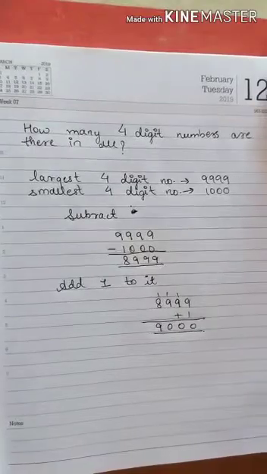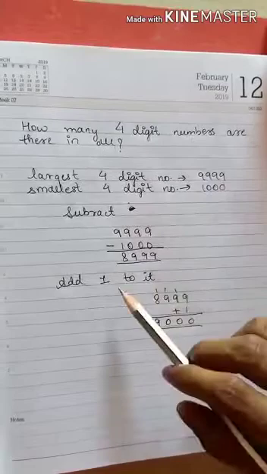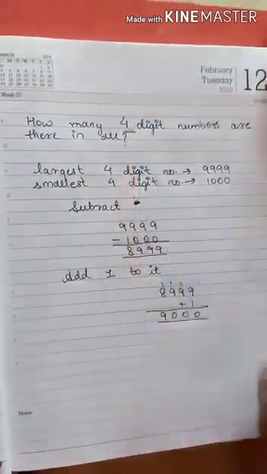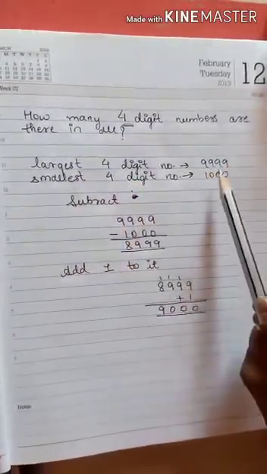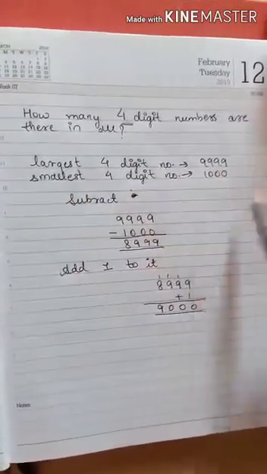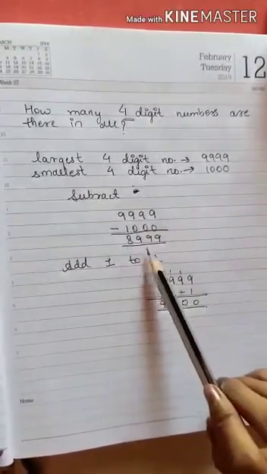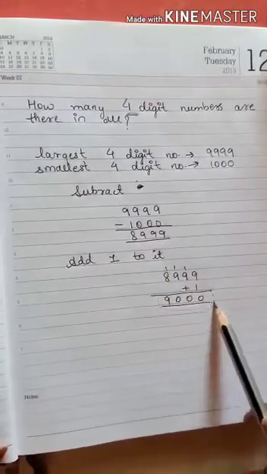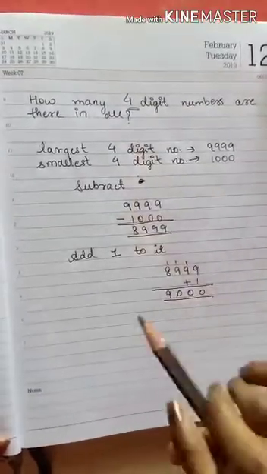Now children, you can also get questions like how many 4 digit numbers are there in all. So what are you going to do now? Again, there is a formula for that. You first take the largest 4 digit number, it is 9,999, and the smallest 4 digit number, it is 1000. Subtract them. After subtracting, you get 8,999, and to this you add 1. Your answer would be 9,000. That means there are 9,000 4-digit numbers in all.